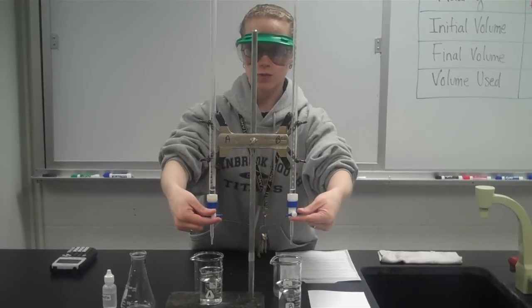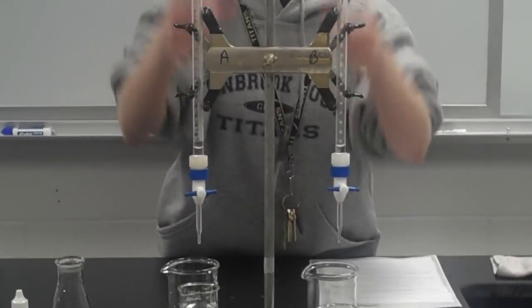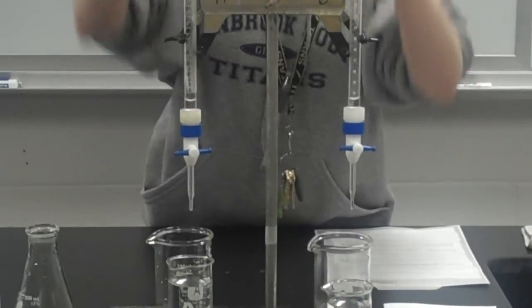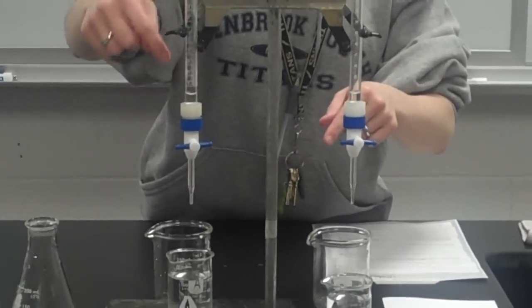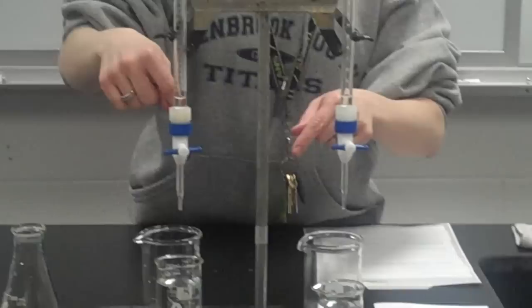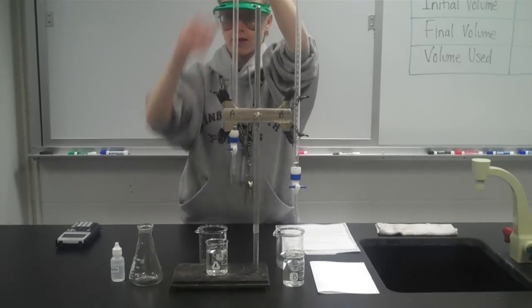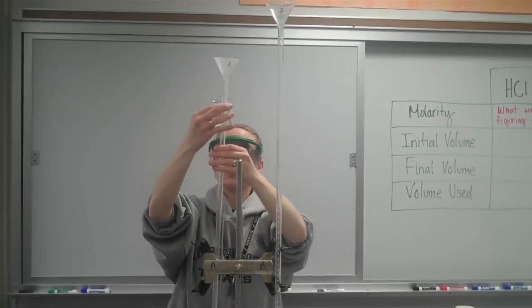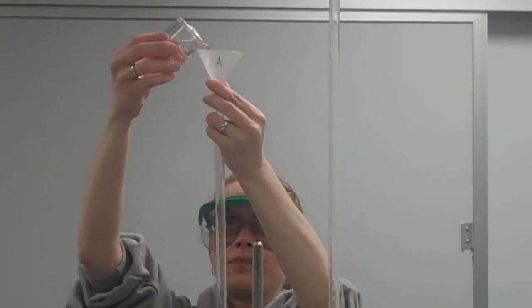Now notice the burettes are closed when the valves are perpendicular to the burettes. You want to make sure that the valves are closed before you start pouring anything into them, otherwise if the valves are open, the liquid will just leak out as you pour it in. So I'm going to carefully take my burette out, and I'll take my acid and pour it into the funnel, being careful not to drip.